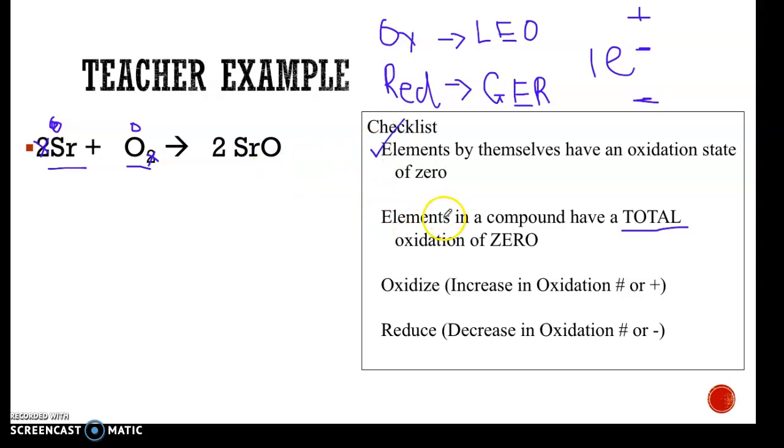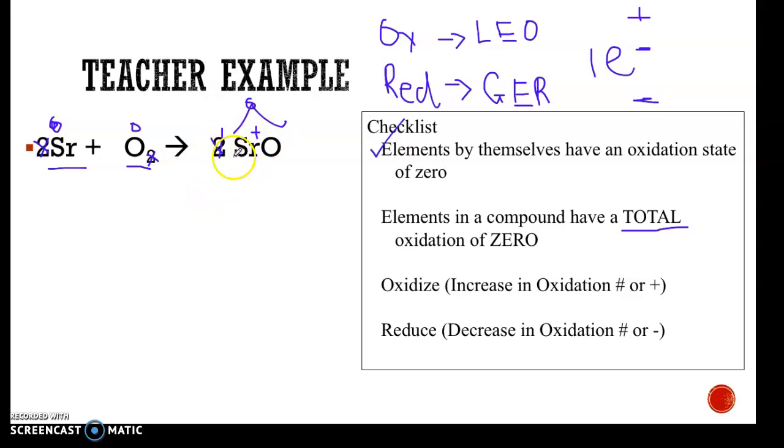Then they have a total, elements in the compound have a total oxidation state of 0. When this happens, I like to go ahead and put this over here. I know that I'm working towards 0 when I add them up. This 2 means nothing to me over here.